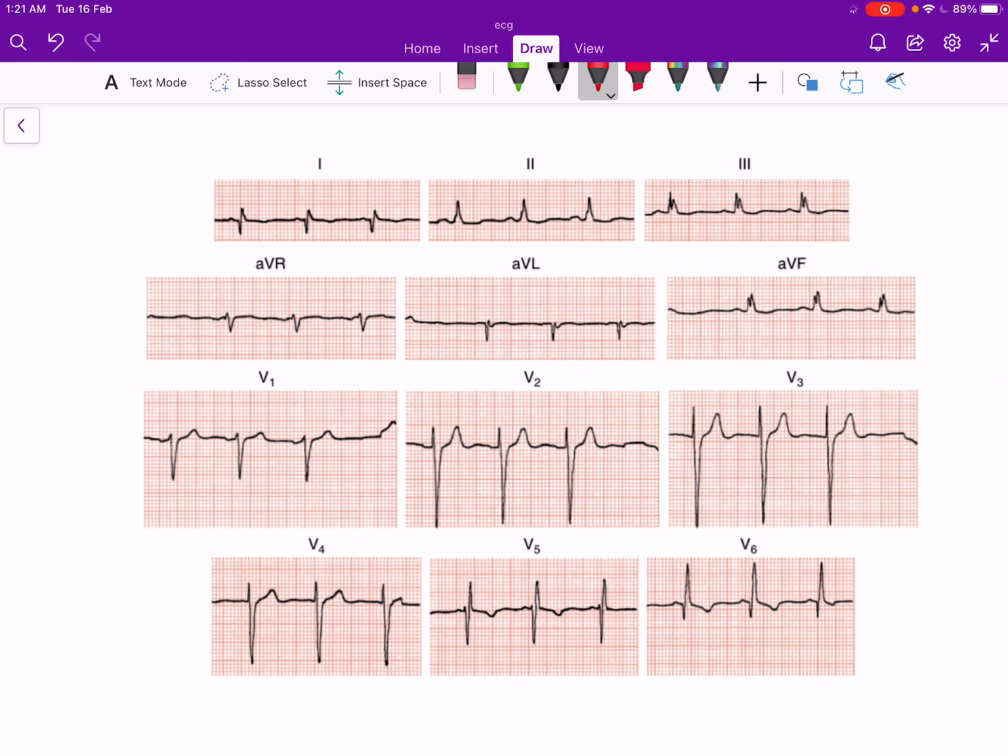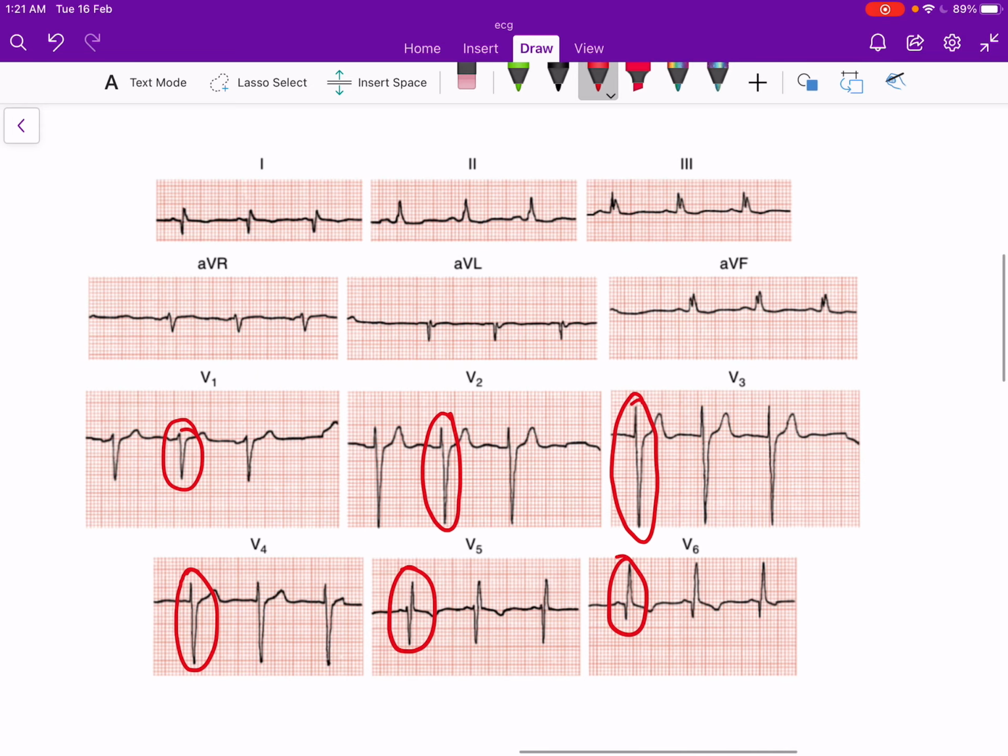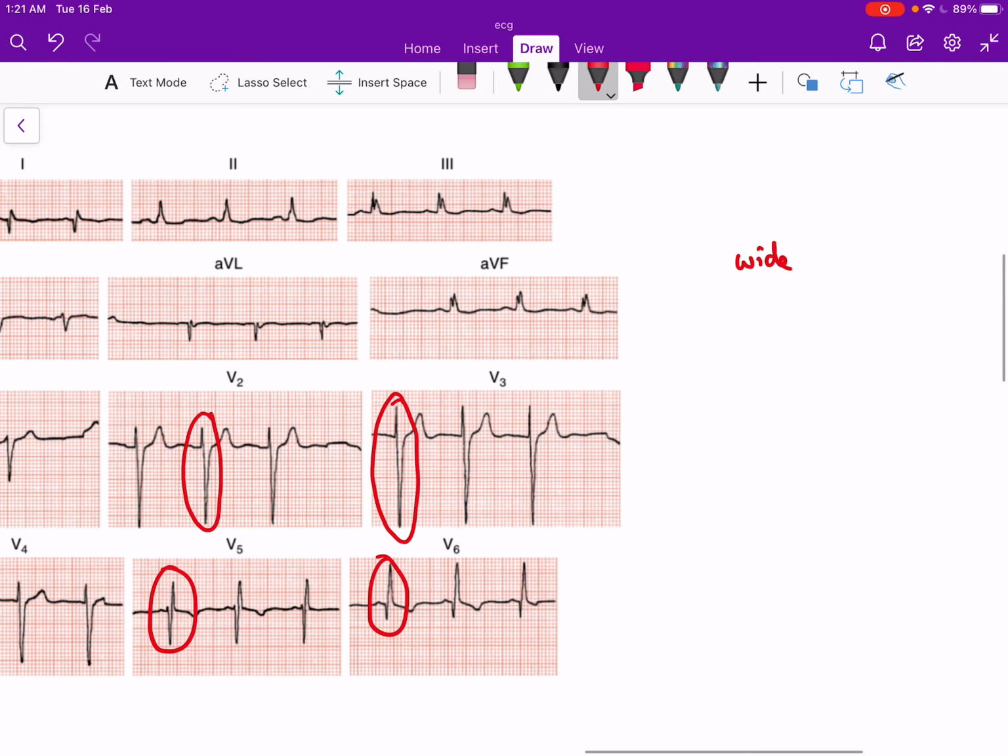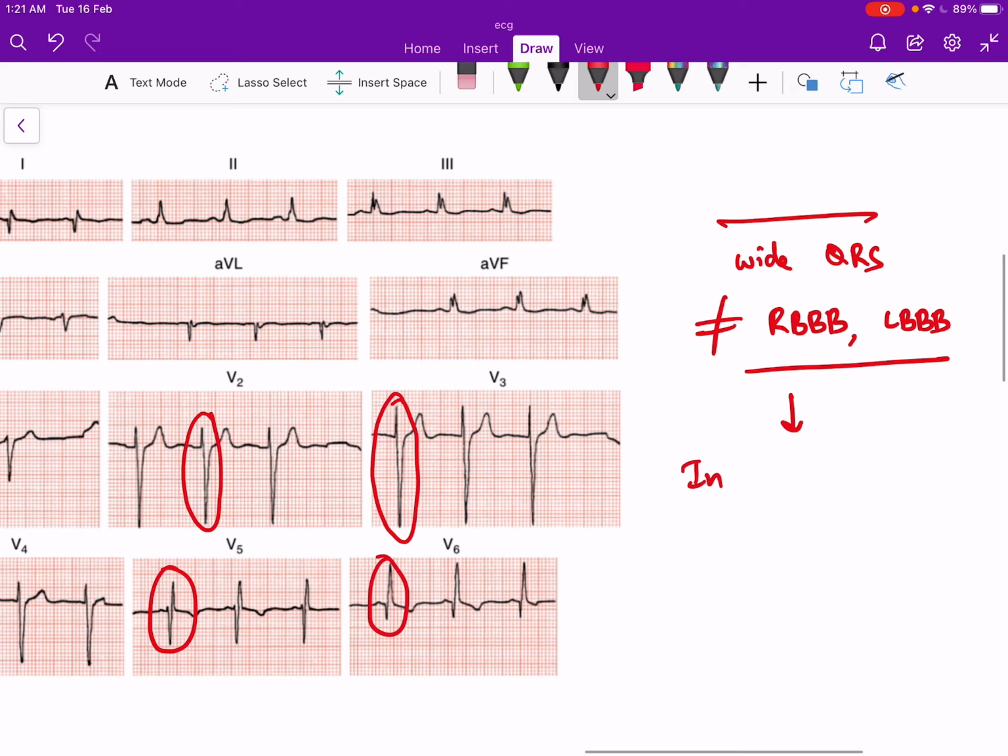Sometimes we'll have QRS complexes in the chest leads which neither resemble RBBB nor LBBB morphologies. These are wide QRS complexes which do not resemble RBBB or LBBB. So what are these? Here we use a broad term for this, which is called interventricular conduction delay.